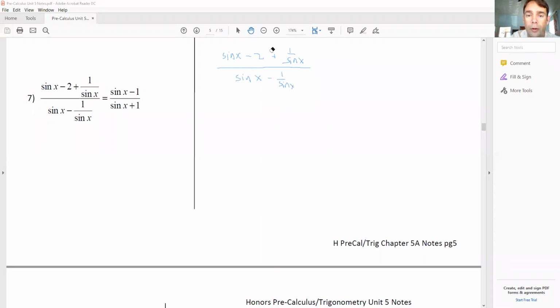Actually, I probably want to make this just a little bit bigger here. There we are. So minus 2 plus 1 over sine x equals sine x minus 1, sine x plus 1.